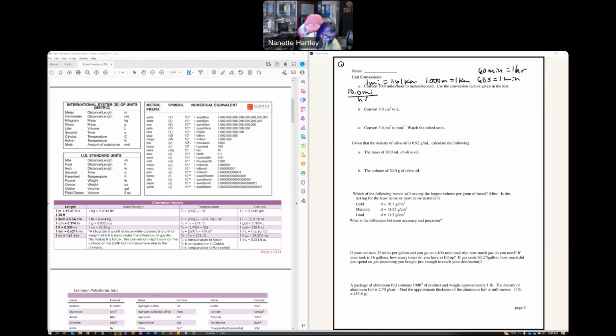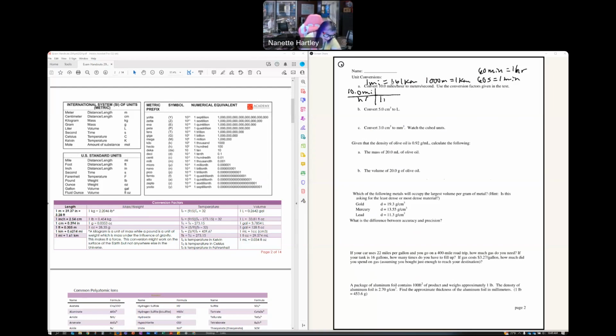So since this is hours, I have a choice. It doesn't matter which one I work with first. I can do the miles or I can do the hours. I'm going to work with the miles just because I tend to work top to bottom. It's just how I tend to do things. So if I know I'm in miles and I want to get to meters, I need to go through kilometers based on this number that I have here.